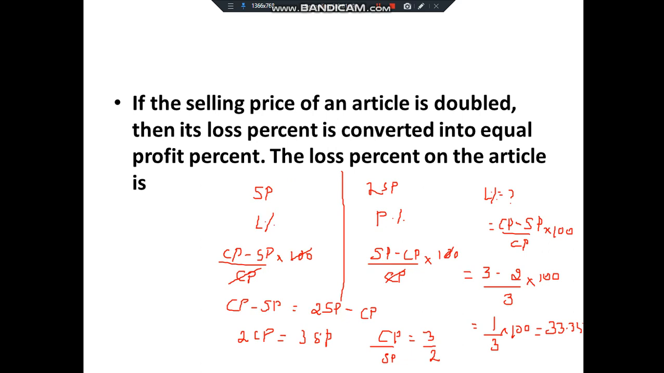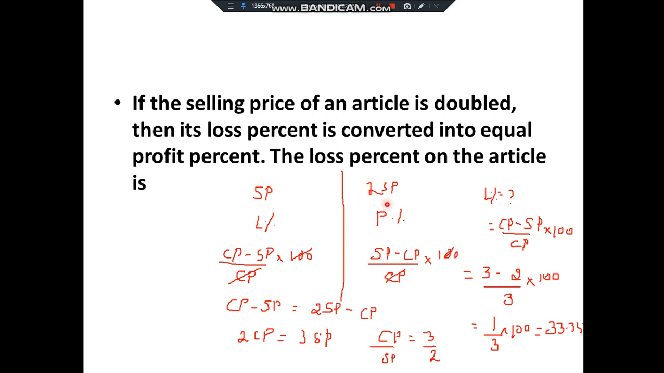If the selling price of an article is doubled, then its loss percent is converted into equal profit percent. The loss percent on the article is. So we'll have to find the loss percent. Listen to this carefully. Questions like this will be doubled, tripled, or 4 times, like that. You should solve in this method. So selling price previously it is SP and now it is 2SP.